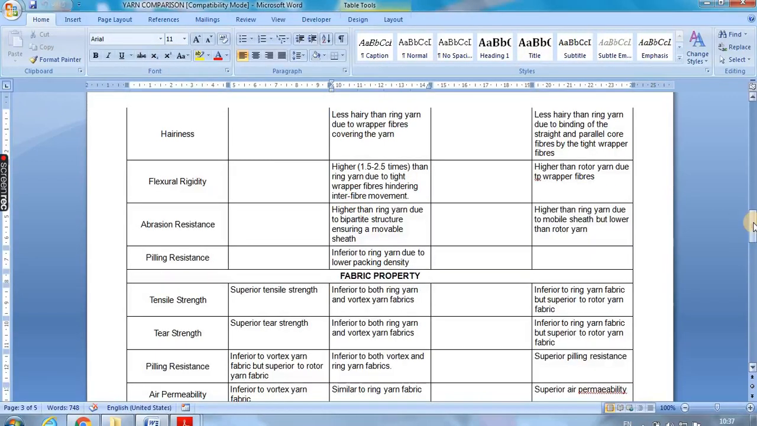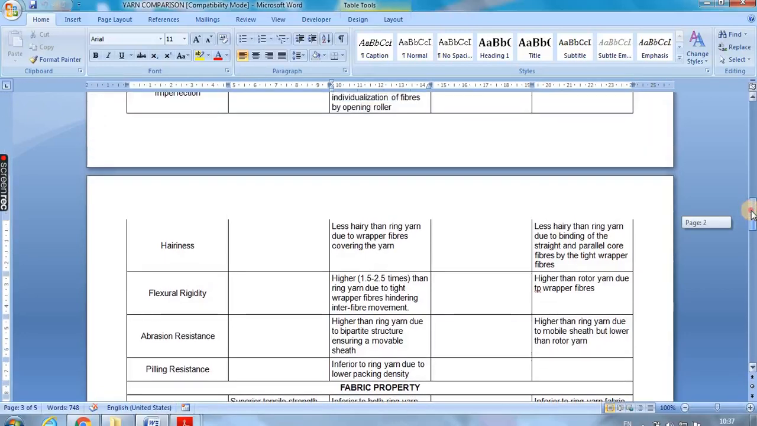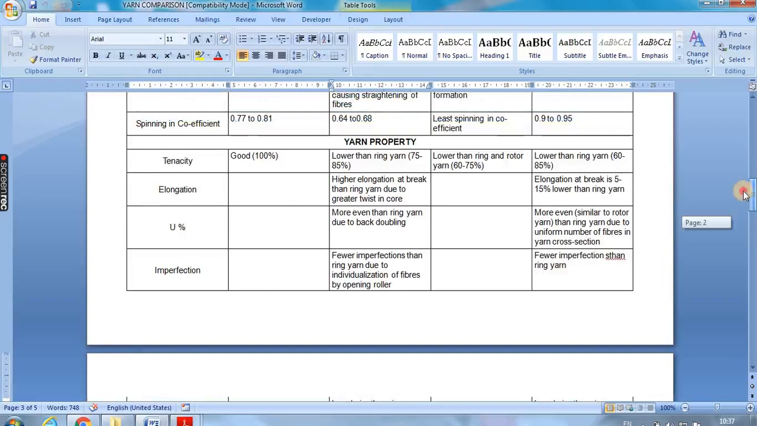So this is the basic comparison of yarn characteristics. From this you can see that only the yarn strength is lower in rotor, but elongation, evenness, imperfections, hairiness, and all other properties are better compared to the ring yarn for the same count. But the yarn structure is inferior. When you compare migration, packing density and fiber extent, it is inferior compared to the ring yarn.